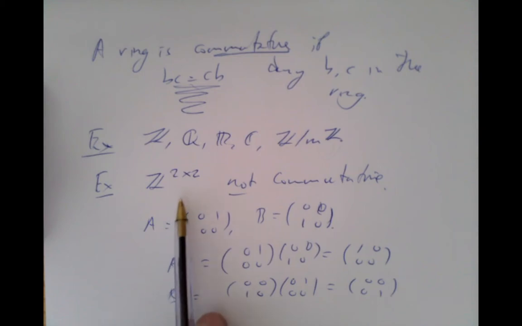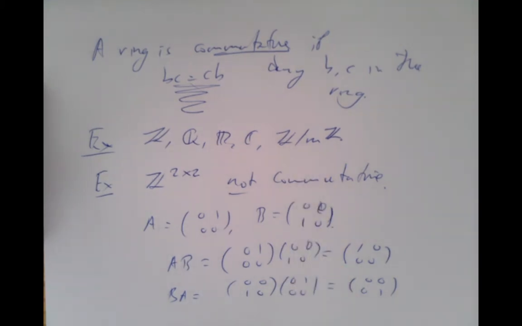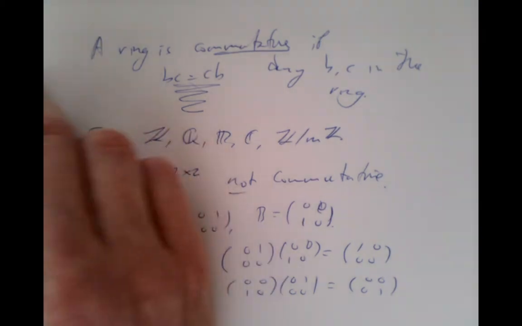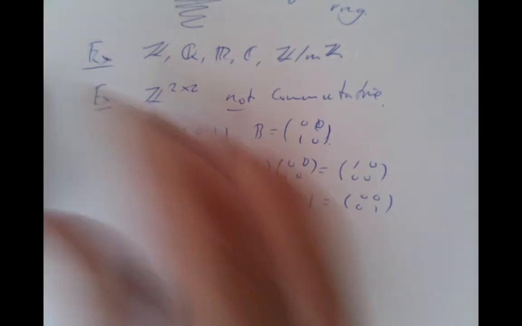And it doesn't get any better if you put in rational numbers, real numbers, complex numbers, because the same example will work. And the same example will work in integers mod m, for instance. So you'll get simple examples of non-commutative rings. Matrices in general form non-commutative rings, and that's sort of bad. We won't be dealing with them much. So from here on in, it's pretty much only commutative rings that we'll ever really think about.